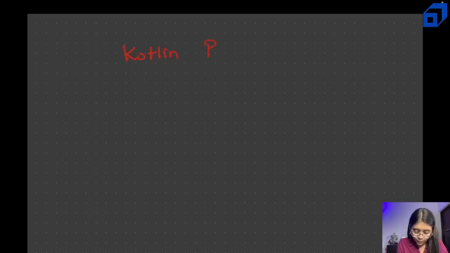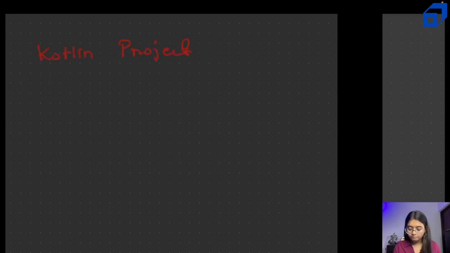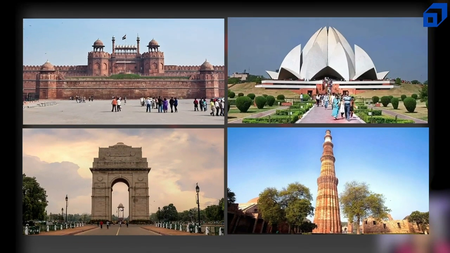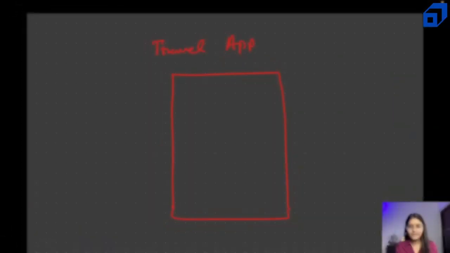Now we will see how we can use the Kotlin language to create projects. How will we write code for some real world kind of applications and projects using Kotlin? So the idea in my mind is to create a travel app. I am from Delhi, and being a proud Delhiite, I would love to show you all the top places to visit in the capital of India using an application.